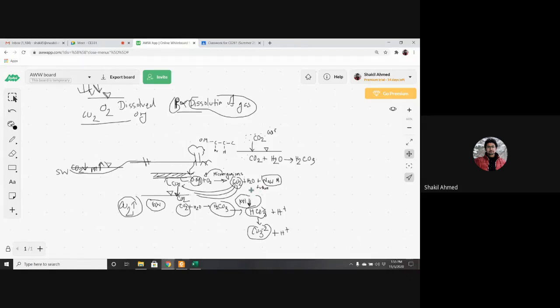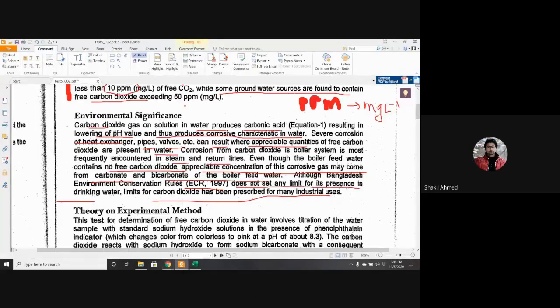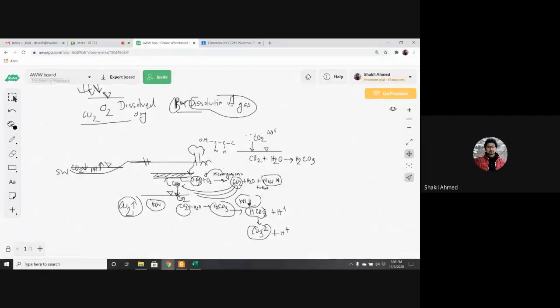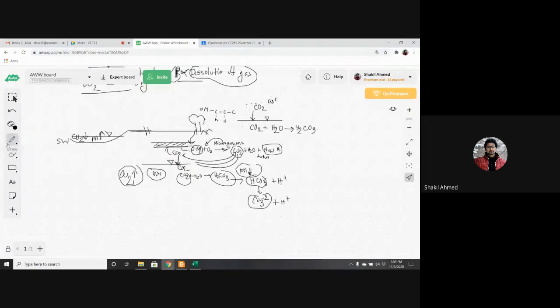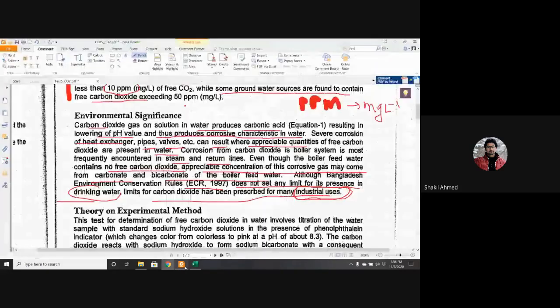Is it clear? Yes, sir. So this is not a problem mainly for drinking water, but mainly for industrial uses. Before you use water in an industrial process, you need to know its carbon dioxide content, especially if you are bringing the water from the ground. Then there is more chance that your water contains a higher concentration of carbon dioxide.